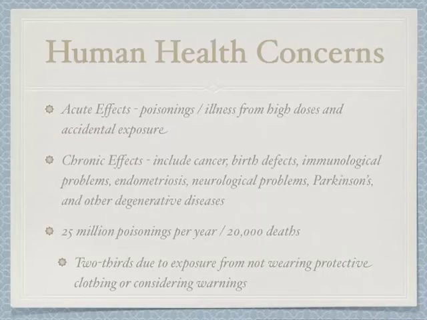Finally, we want to look at human concerns when it comes to use of pesticides. We have both acute and chronic effects. Acute effects from pesticides include poisoning and illness from high doses and accidental exposure. Chronic effects include long-term exposure, which results in cancer, birth defects, immunological problems, endometriosis, neurological problems, Parkinson's disease, and other degenerative diseases. We find that worldwide 25 million poisonings happen per year, which results in 20,000 deaths. 2/3 of these exposures are due to not wearing protective clothing or considering proper warnings, usually in developing countries.